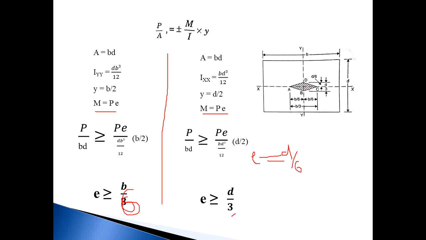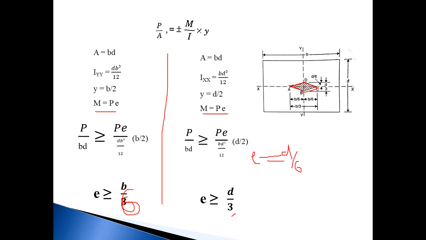You plot all values, that is B by 6 on the right side of the axis, B by 6 on the left side of the axis, D by 6 on the upper side of the axis, D by 6 on the lower side of the axis, and join all four corners. A rhombus is created.